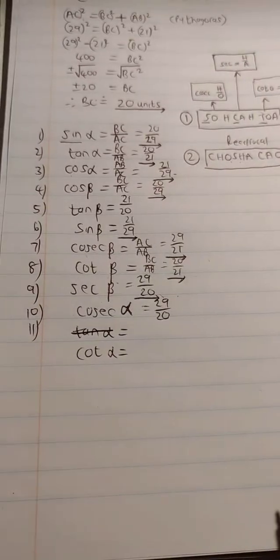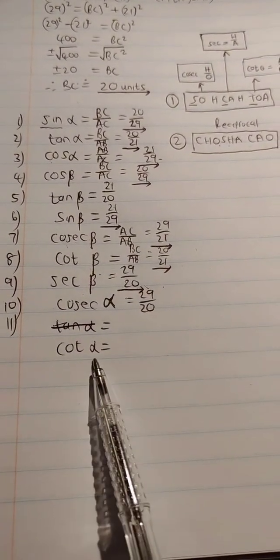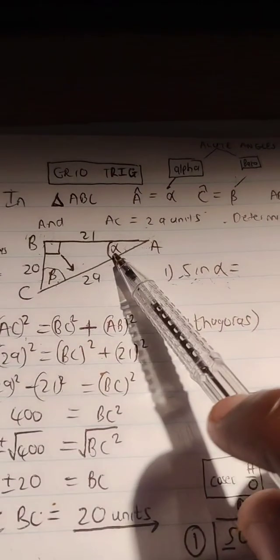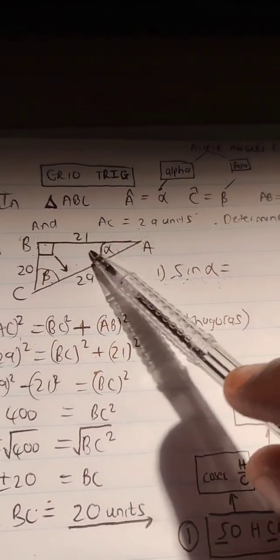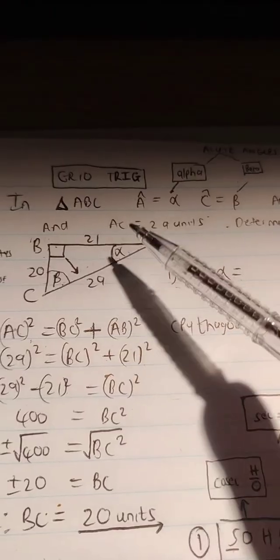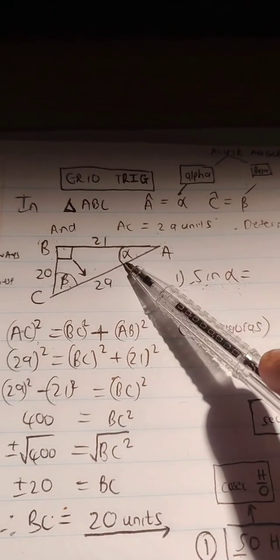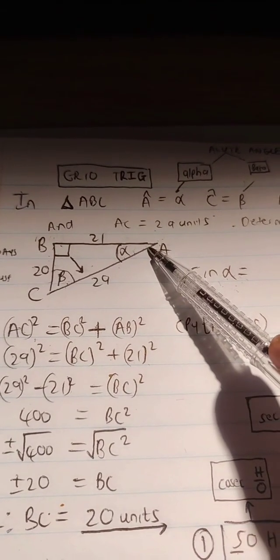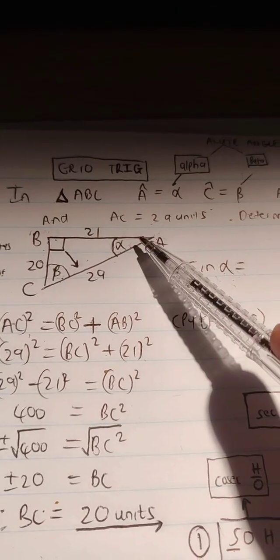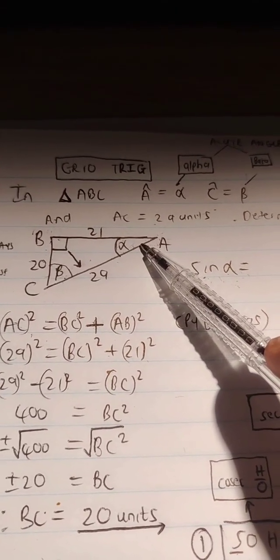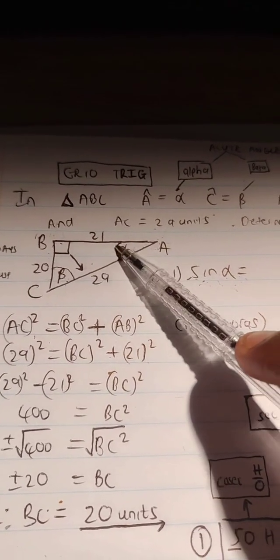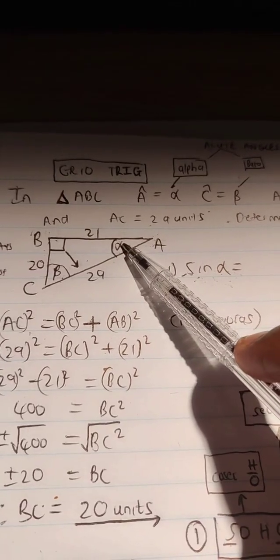Then what is the definition of cot alpha? Okay, so once again, where is alpha? There is alpha. What is the definition of cot? Cot is the inverse of tan. Tan is TOA, opposite over adjacent. So cot is adjacent over opposite.